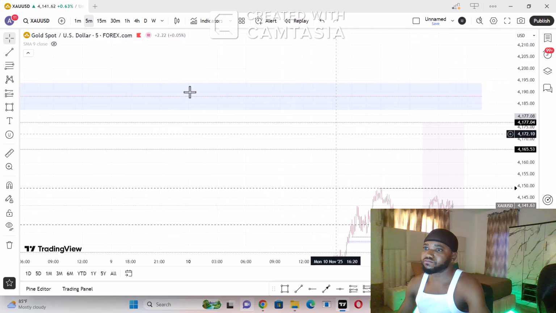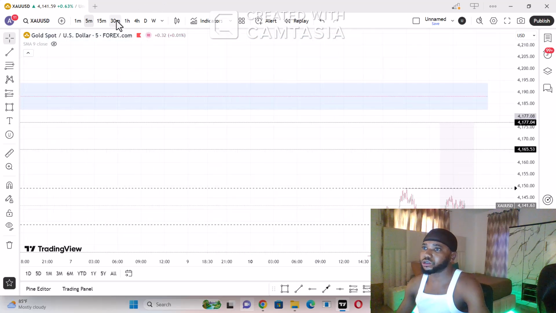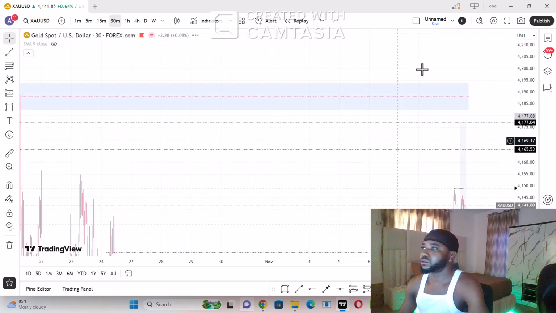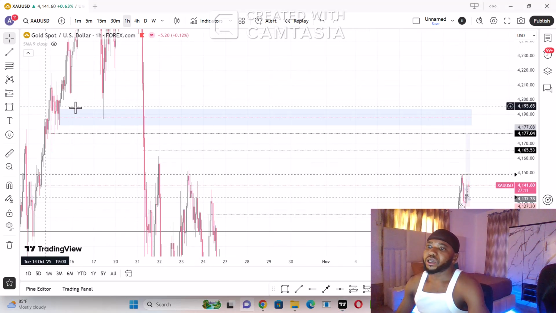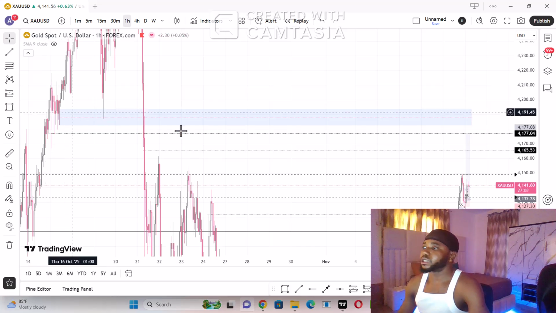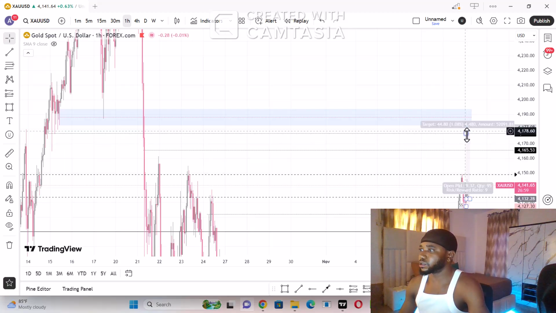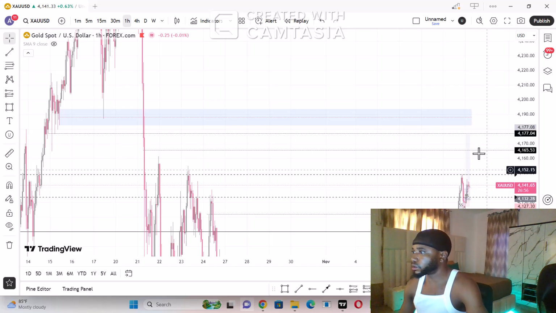There's a breaker block right here. Let me show you the breaker block. I figured out the breaker block on the 15 minutes. But I want to take my profit before that breaker block, because the market can come to this area and start consolidating, and I don't want to stay long in this market.